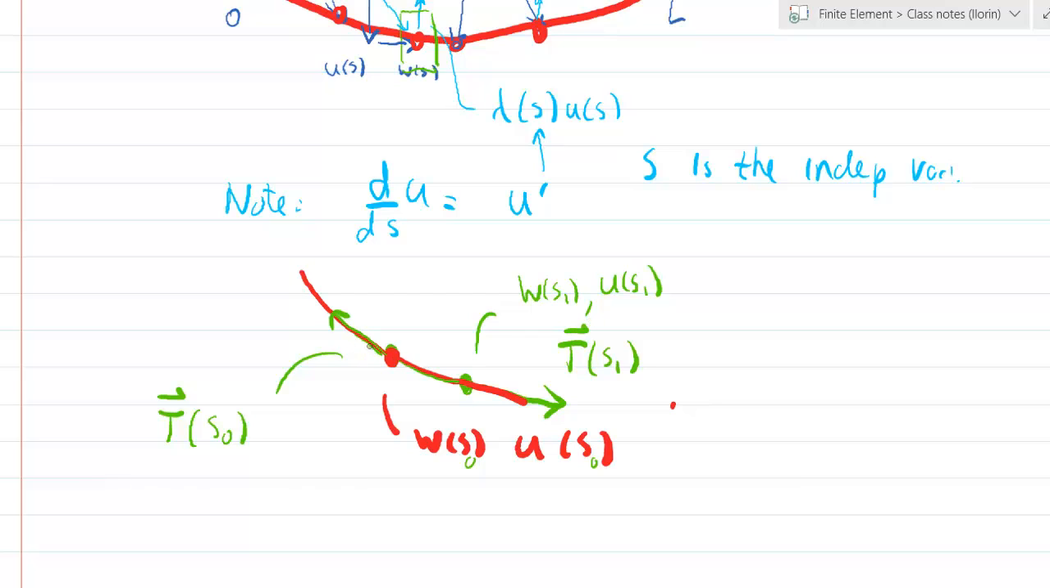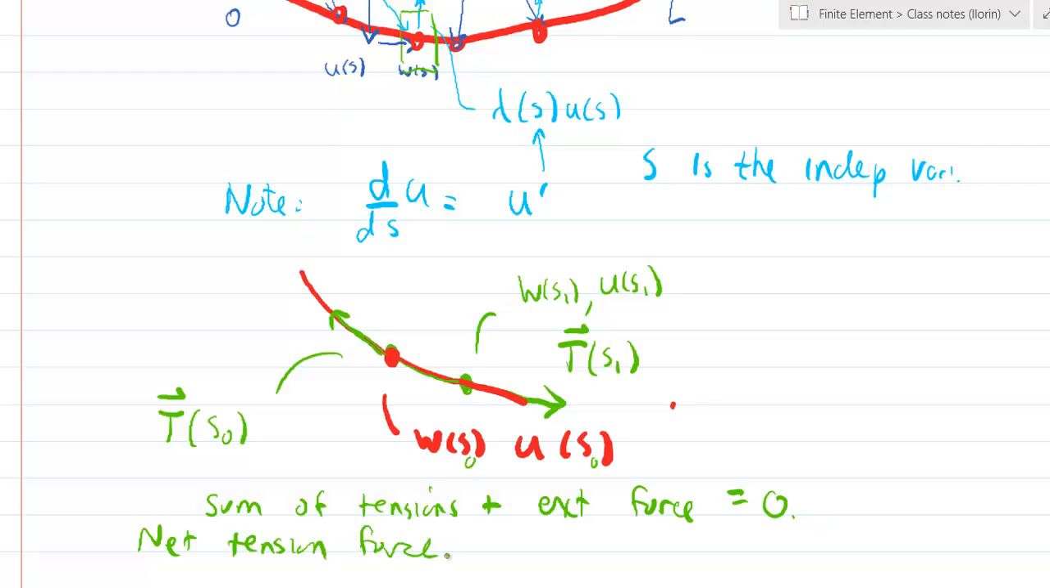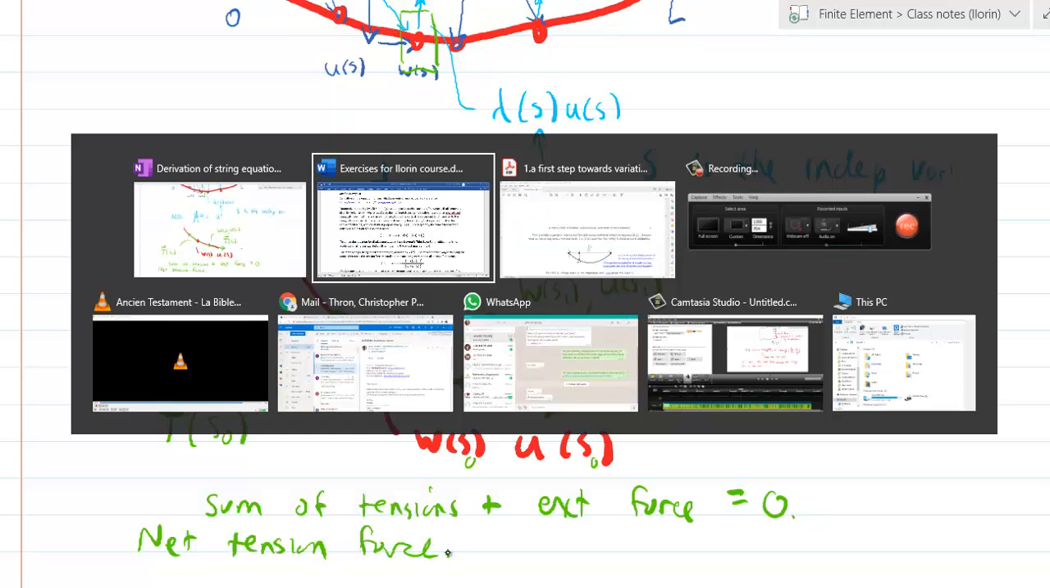So these two different tensions will exert varying forces, and the varying forces here will have to balance against the external force. So the sum of tensions plus external force is equal to 0. So let's see how we can express the net tension force. Okay, that's the key to this derivation. What is the net tension force?